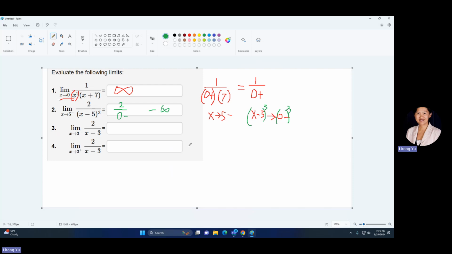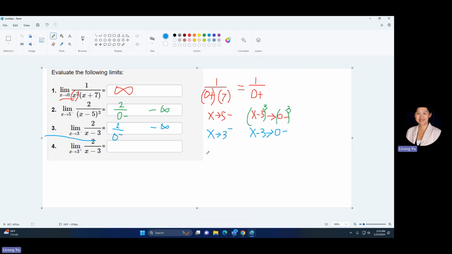All right, so this is my way to write shorthand to have the calculation quicker. The one below question 3, x is approaching 3 from the negative side. So x minus 3 is approaching 3 minus 3, approaching 0 from the negative side. So we have a 2 divided by a small negative number. So 2 is divided by a super small negative number. Therefore, the whole thing is reaching negative infinity.